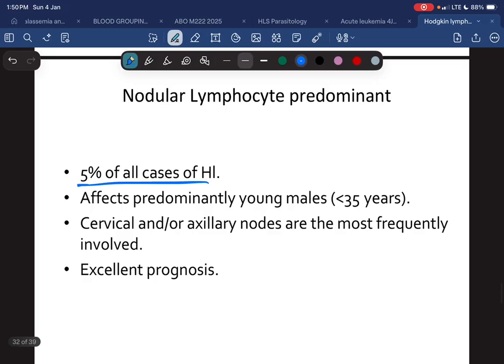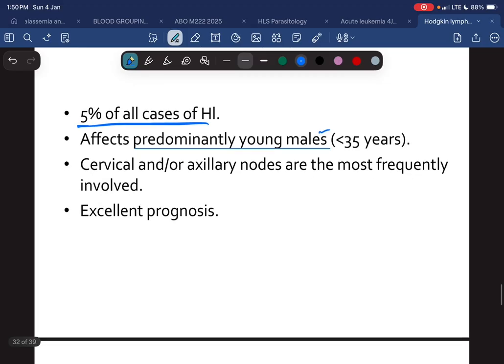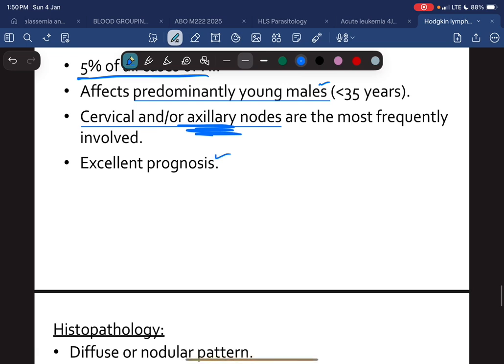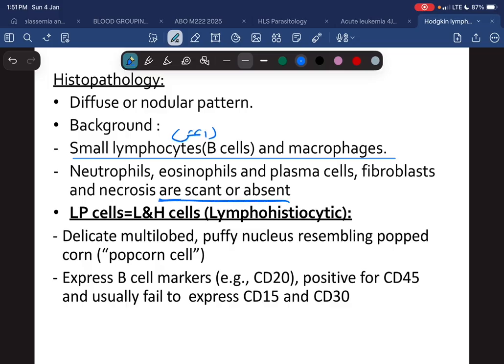Okay, the histopathology. It may have diffuse pattern of involvement in lymph node or nodular formation, nodules. Background small lymphocytes, lymphocyte predominant, so it is rich in lymphocytes and scattered macrophages. Neutrophils, eosinophils, plasma cells, and fibroblasts are scant or absent. Meaning it's only lymphocytes predominant, only lymphocytes.